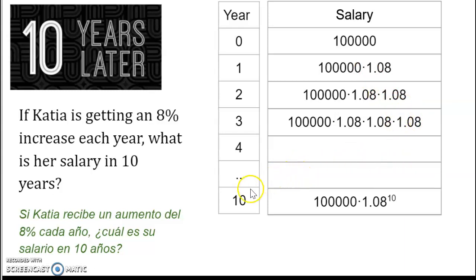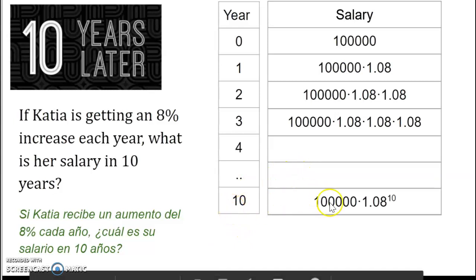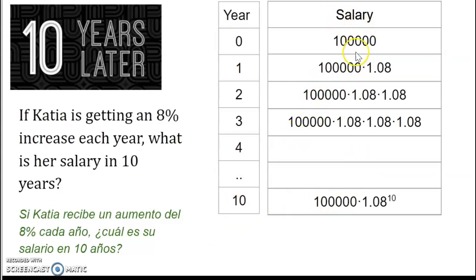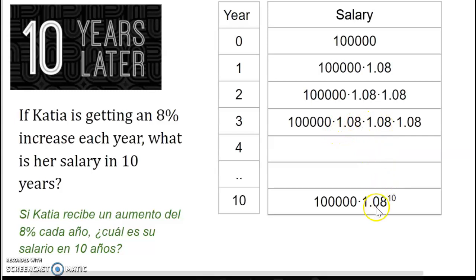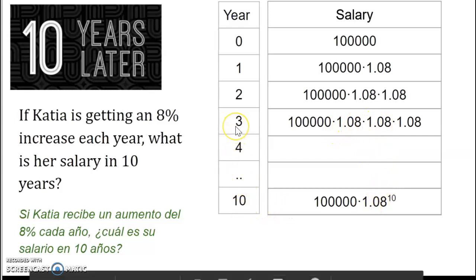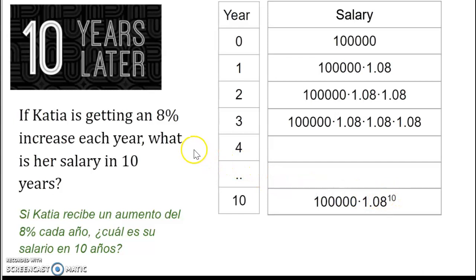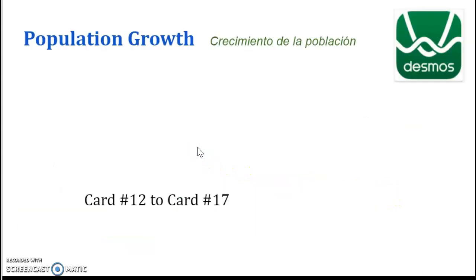So that means for the 10th year, we are going to be multiplying the initial value, $100,000, first, and then we're going to multiply by 1.08 however many years we're talking about. So in this case, 10 years, it's going to be 1.08 to the power of 10. So with that, you are going to continue with cards number 12 to 17 of Desmos.